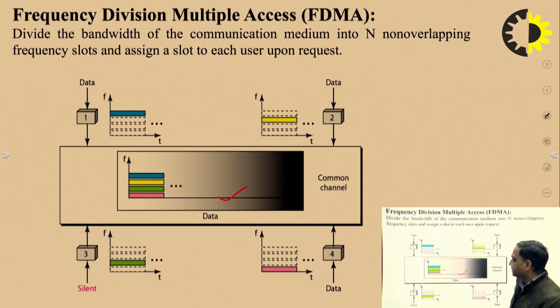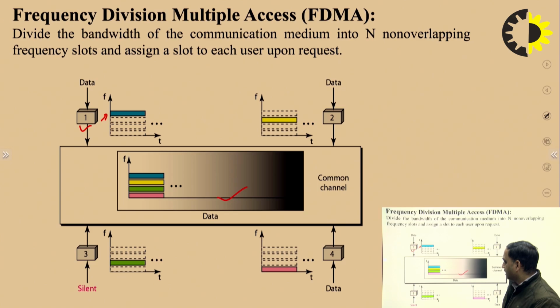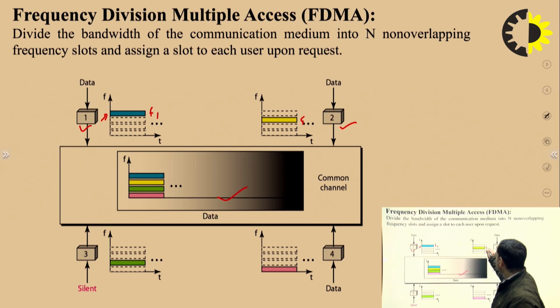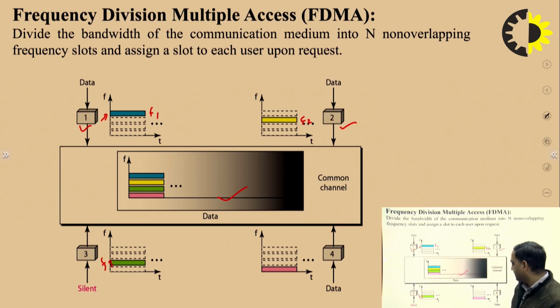So what happens in the case of frequency division multiple access is that user number 1 will use one of the frequency bands from the given frequency bands. The second user's data will be modulated by the second frequency. So suppose this one is the frequency f1, this is the frequency f2, and in a similar fashion, if we have user 3, this user 3 will access the band of frequency f3.